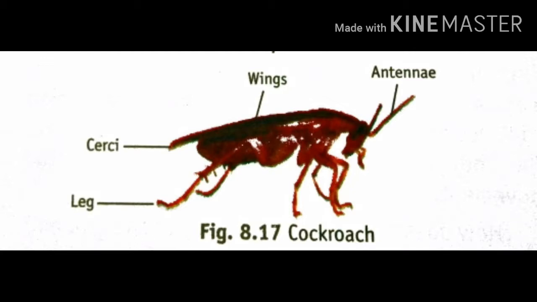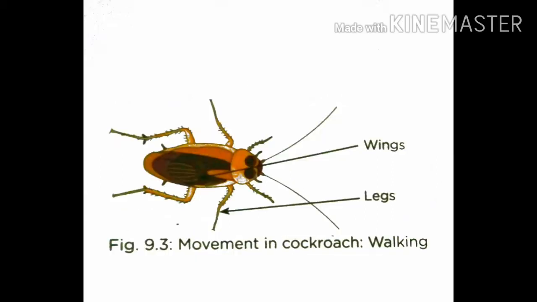Cockroaches have 3 pairs of jointed legs attached to the breast region. These help the cockroaches to walk. The 2 pairs of wings are also attached to the breast. In the same way, the 3 pairs of jointed legs are attached to the breast region. In the breast region, there are strong and large muscles.